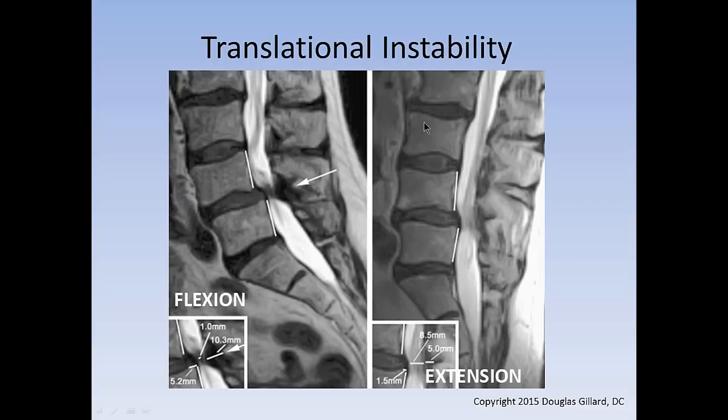Here's a translational instability. Here's an extension view. You can see I can eyeball it. We probably got maybe 2 millimeters of slip. Then we go into the flexion mode, and now we got a lot more slip. That's probably 5 millimeters. Oh, there's the answer right there: 5 millimeters of slip, versus about 2 millimeters. So this patient would be unstable at L4, L5, and you would not adjust this patient, at least with grade 5.